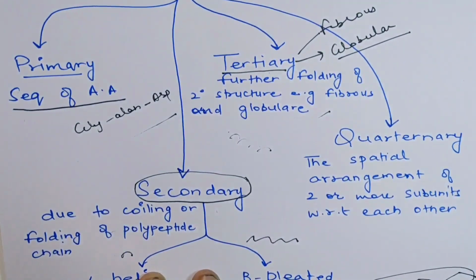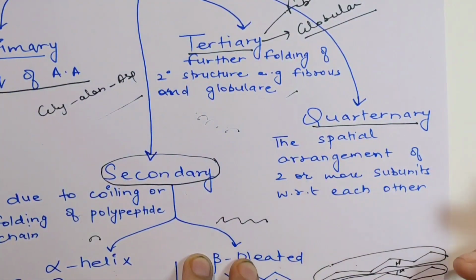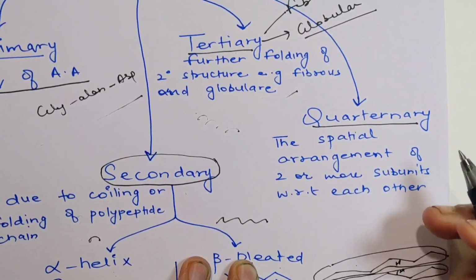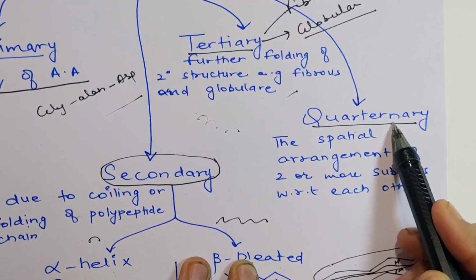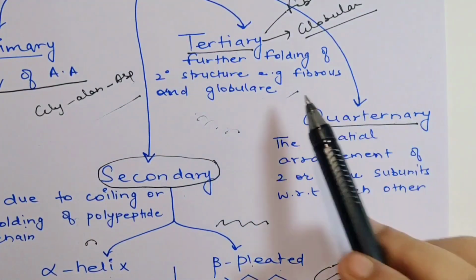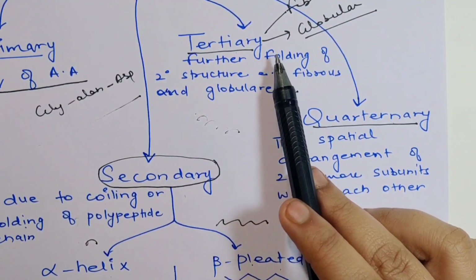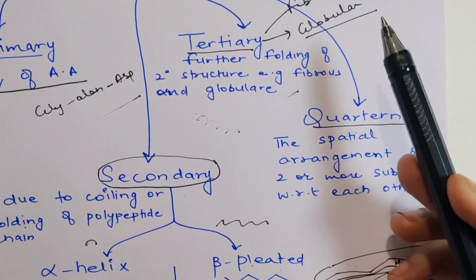Next and final structure is quaternary. In quaternary, sometimes some proteins have more than one unit. They have two or more subunits. How those two or more subunits are spatially arranged in three dimensions, that is what quaternary structure is all about. So these are your structures of protein. The tertiary structure also is stabilized by not just hydrogen bond and disulfide bond, but also by van der Waals forces and ionic interactions, and that's about it.